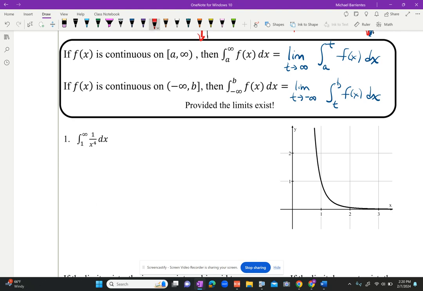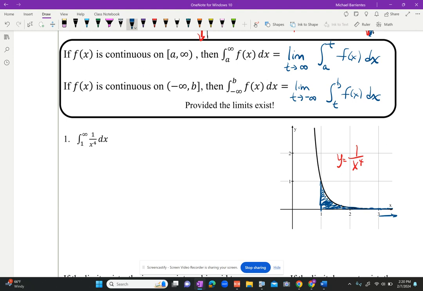So we'll start with this example. y equals 1 over x to the fourth. This is what it looks like. I want to find the integral from 1 to infinity. So starting here at 1, and then shading everything as it gets closer and closer to the x-axis. Forever, right? I keep shading all the way to the right and beyond.